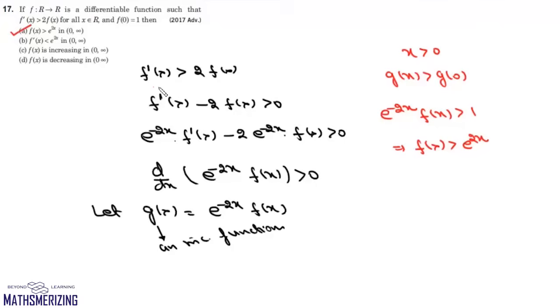Now in the question we are given that f dash x is greater than 2fx, and 2fx is greater than e to the power 2x. So it will be greater than e to the power 2x, which is greater than 0. So from here we can say f dash x is greater than 0. Therefore fx is an increasing function. So fx is increasing in 0 to infinity. So correct options are A and C.